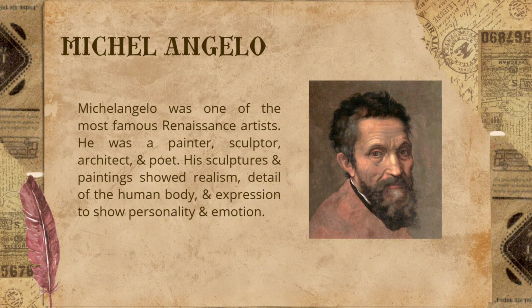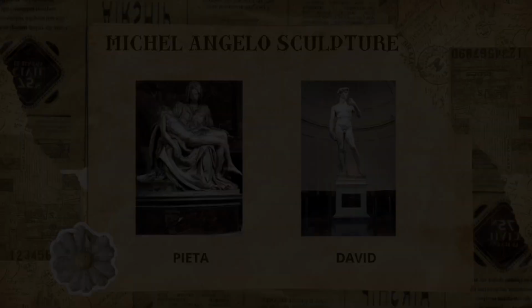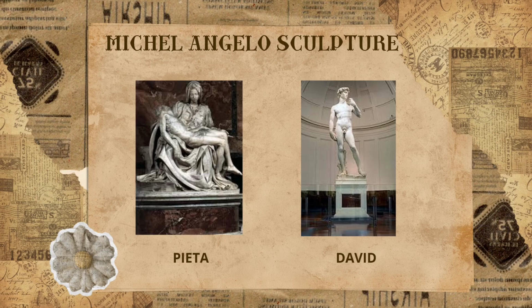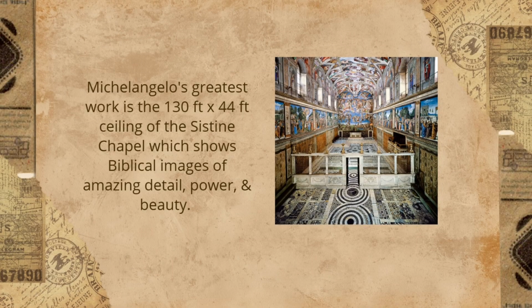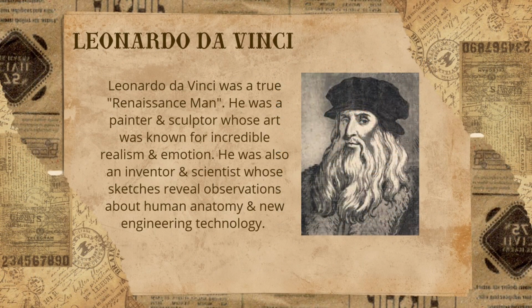Michelangelo. Michelangelo was one of the most famous Renaissance artists. He was a painter, sculptor, architect, and poet. His sculptures and paintings showed realism, detail of the human body, and expression to show personality and emotion. An example of Michelangelo's work is the Pieta. The Pieta is an example of realism in artwork. He used realistic technique to do this sculpture. Also, one of the examples is David. Michelangelo's greatest work is the 130 feet by 44 feet ceiling of the Sistine Chapel, which shows biblical images, amazing detail, and beauty.